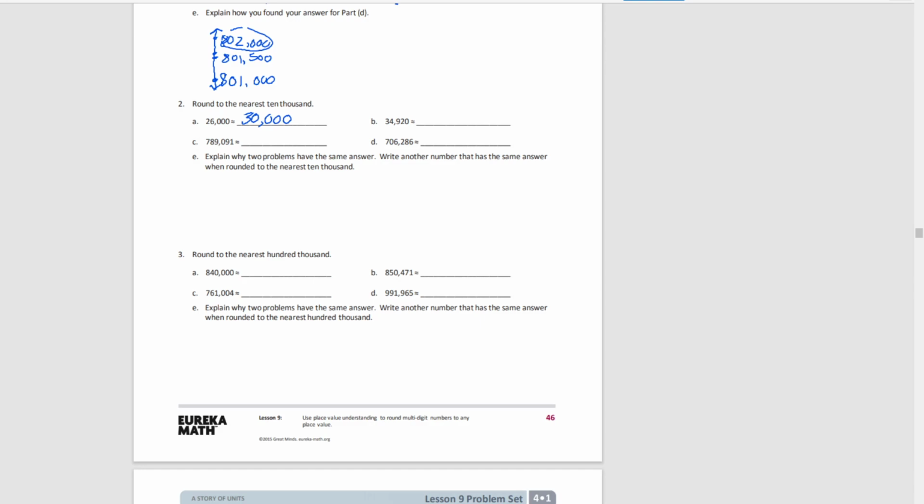So again, I'm rounding to the 10,000s, so it's either going to be 3 10,000s or 4 10,000s. The midpoint would be 35,000. This is less than 35,000, so I'm going to stay at 30,000. Pause the video and try 2C.